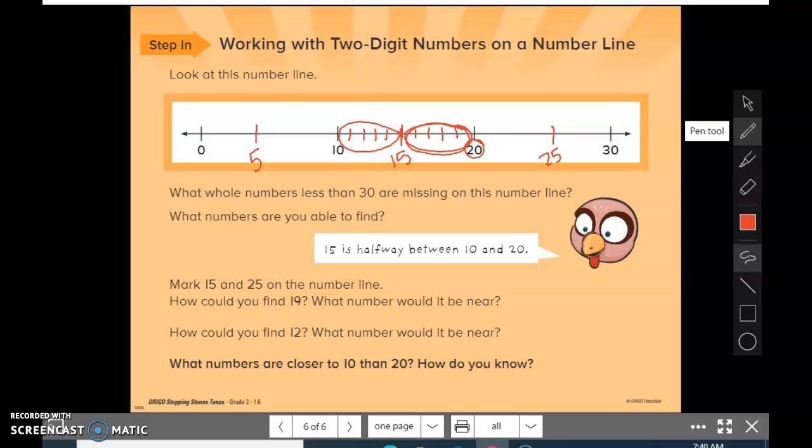So to answer this question, 11, 12, 13, 14 are all the numbers that are closer to 10 than they are to 20. Now, I won't say the number is 15 because 15 is exactly in the middle, so it's not closer to either number. Only the numbers 11, 12, 13, 14 are closer to 10, and then the numbers 16, 17, 18, 19 are closer to 20.